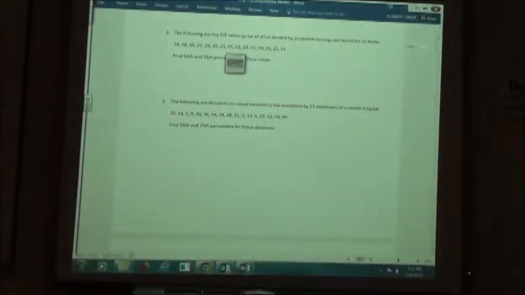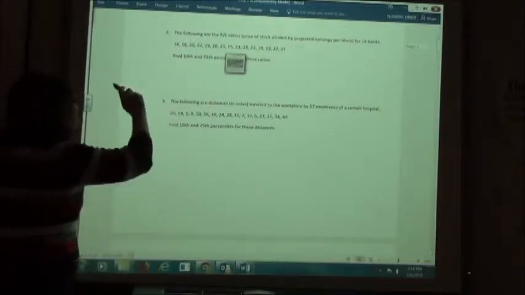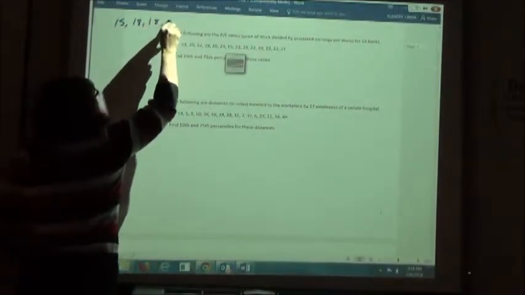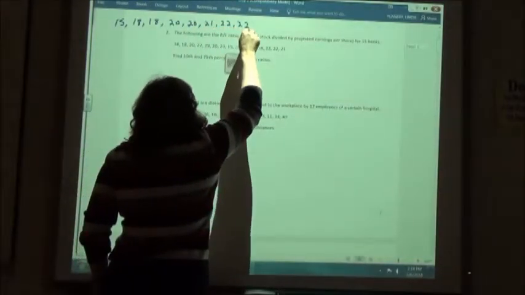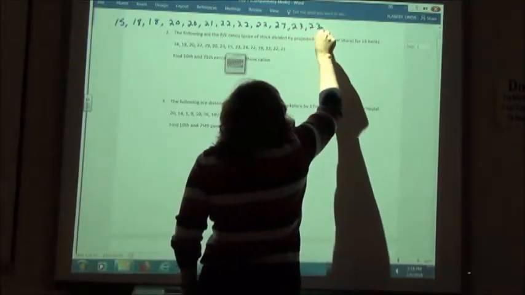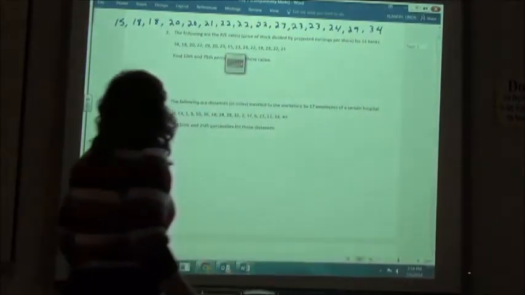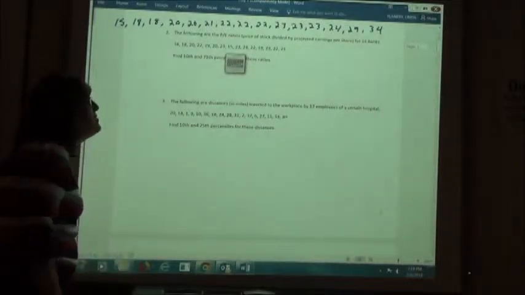Number 2, we have our numbers in order. What are our numbers? 15, 18, 18, 20, 20, 21, 22, 22, 22, 23, 23, 23, 24, 29, 34. Hopefully I got all those down right. All right, so we have our numbers all written down in order. They ask for the 10th and the 75th. They must be asking me that on every question.